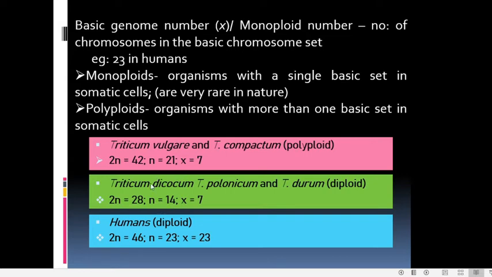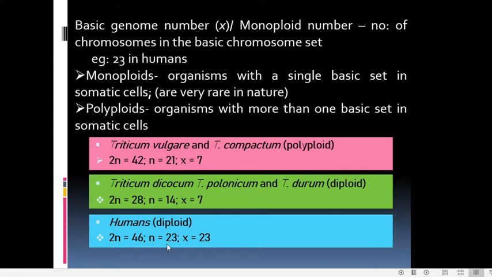There will be 2 copies of the basic set, and when they fuse to form the diploid organism, they will be having 28 chromosomes in the somatic cells. So their 2n number is equal to 28. So this shows us the difference between monoploid number X and haploid number 14.